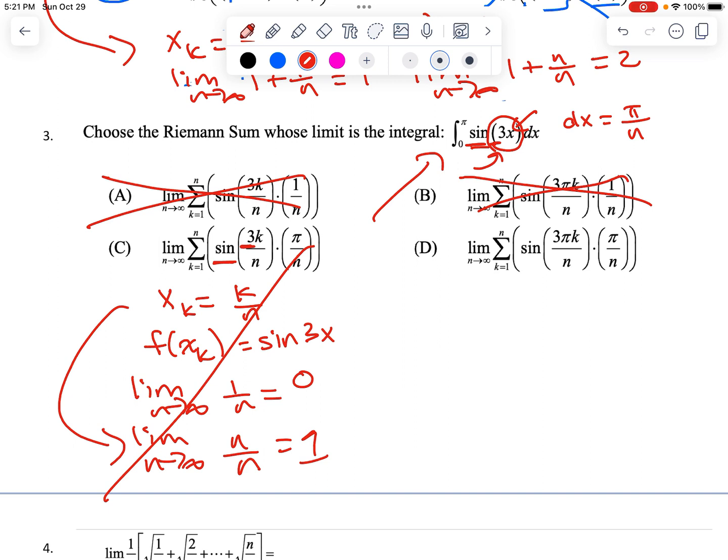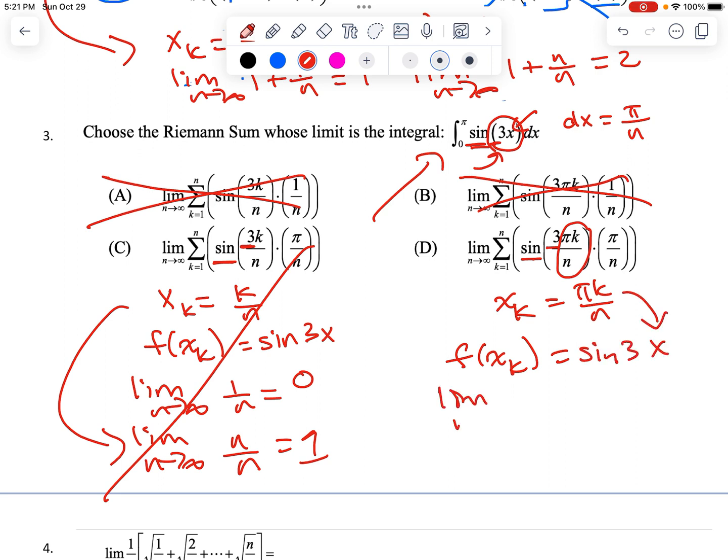So in this case, your x sub k, because the sine and the 3 are already there, would be this: pi k over n. So f of x sub k is still sine of 3x, and then this is my x. So let's check our bounds. I've got pi over n, which is 0. And then my upper bound is pi n over n, which is pi, and those are my bounds.